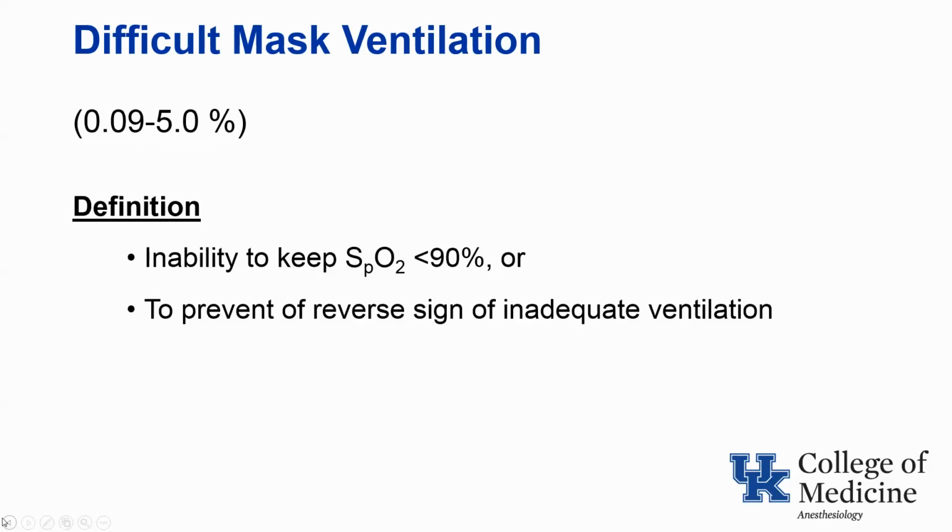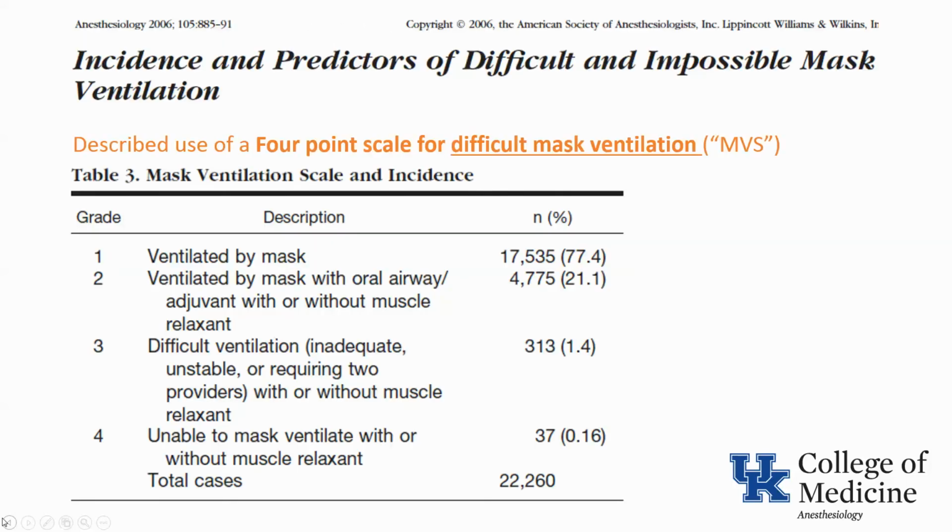Difficult mask ventilation has various definitions, and thus the incidence varies between about 1 in 1,000 and 5 in 100. This is a 4-point scale designed to describe difficult mask ventilation. Grade 1 when it's easy, grade 2 when you need an oral airway or some kind of adjunct, grade 3 when it was difficult, requiring 2 providers with or without muscle relaxant, and grade 4 when you were unable to mask ventilate with these adjuncts.